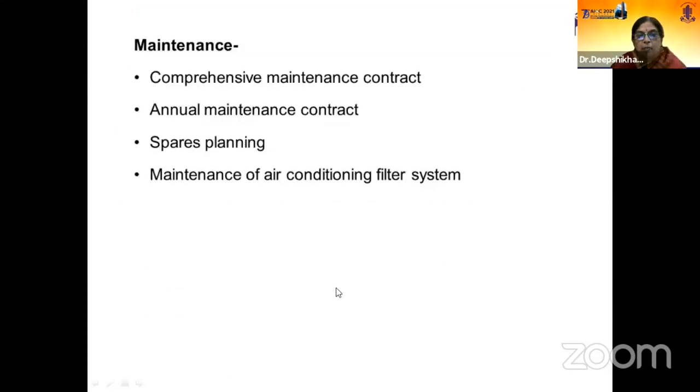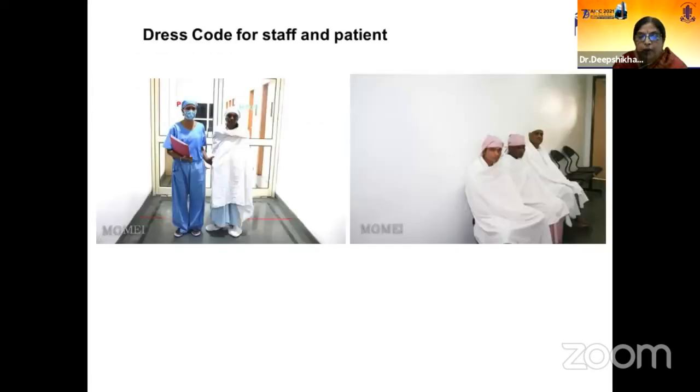Maintenance again is very, very important for the operation theater. Comprehensive maintenance and an annual maintenance contract should be available for everything. And spare planning should also be there. Maintenance of the air conditioning filter system is also important.